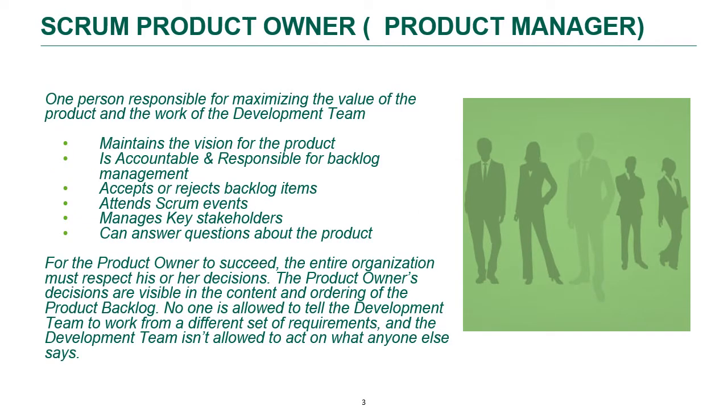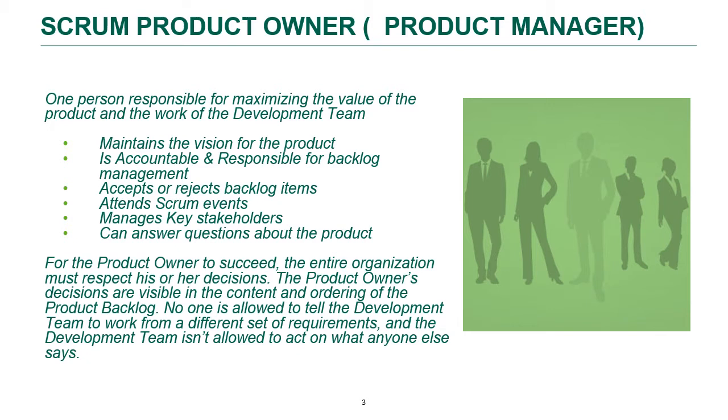The product owner is the sole person responsible for managing the product backlog. Let us see the responsibilities that the product owner covers. He is the one who understands the product vision. He is accountable and responsible for backlog management. He can decide what needs to be added to the backlog and what needs to be prioritized. Then he accepts or rejects the backlog items. He accepts or rejects the products delivered by the team as well. He attends the Scrum events and manages the key stakeholders.